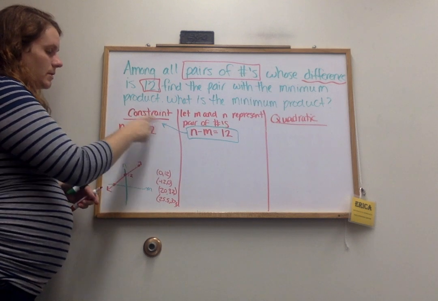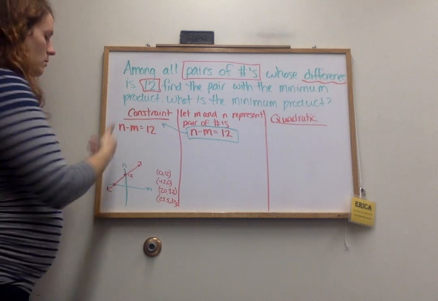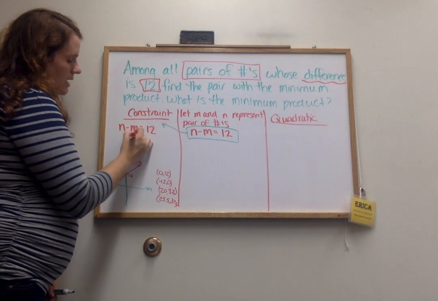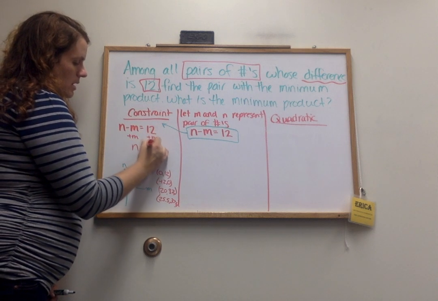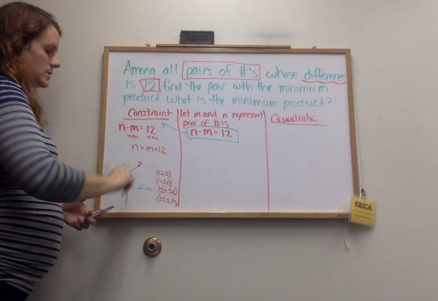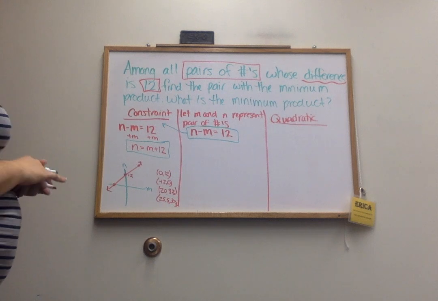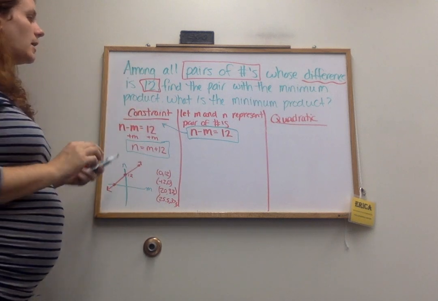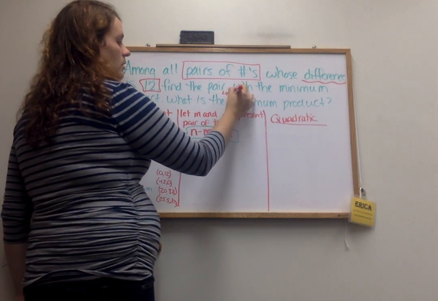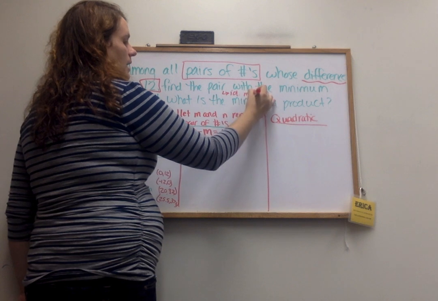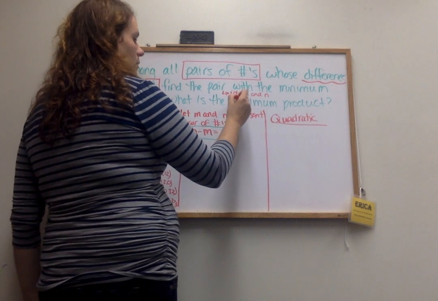Okay. Normally when we deal with a linear equation, we have it as y equals something. Well, in this case, we have N, so what we're going to do is add M to both sides, and that's going to give us N equals M plus 12. And this is the constraint that we're going to use. Okay, so hopefully you're with me so far. Now, let's go back up to the problem. We need to find the pair, which means we need to identify M and N, such that we find the minimum product.